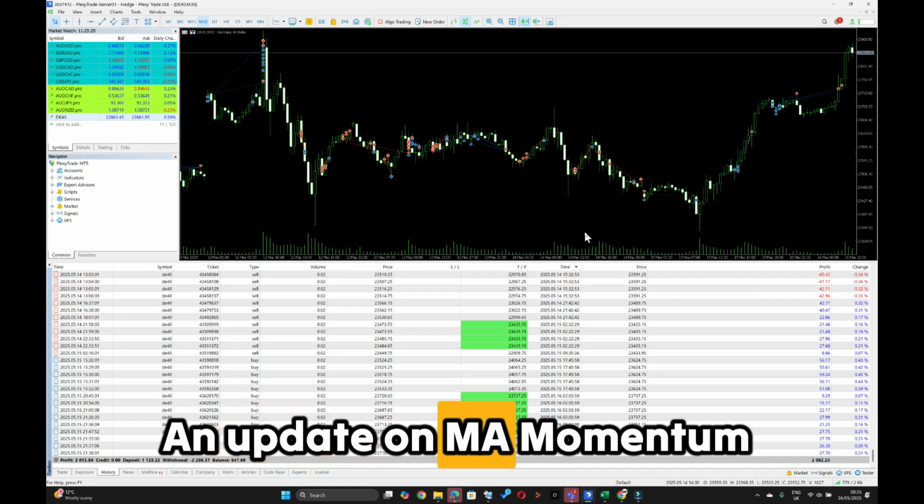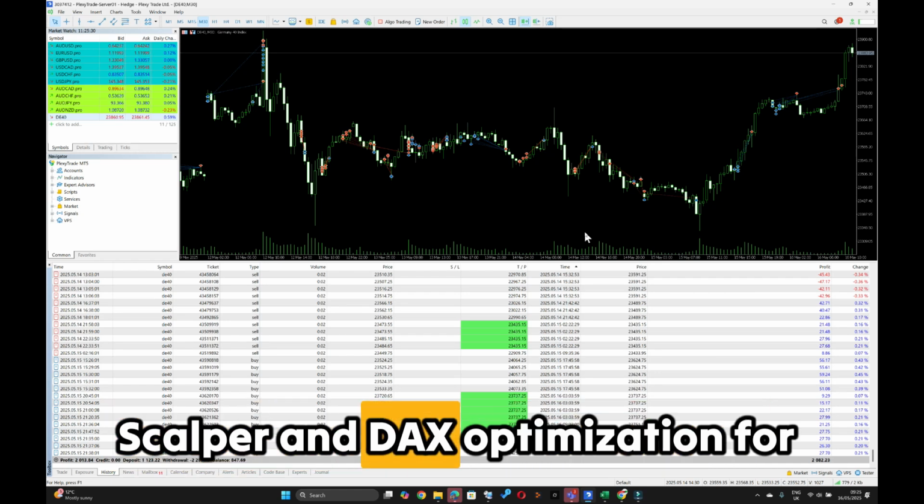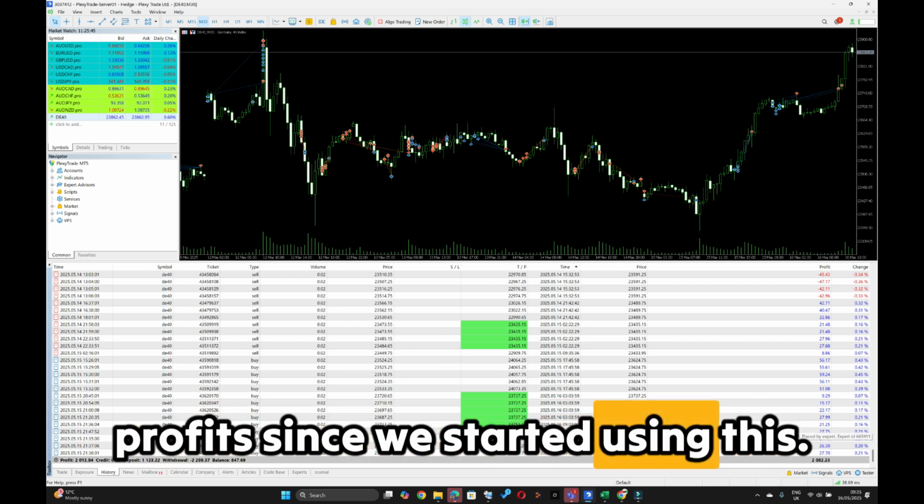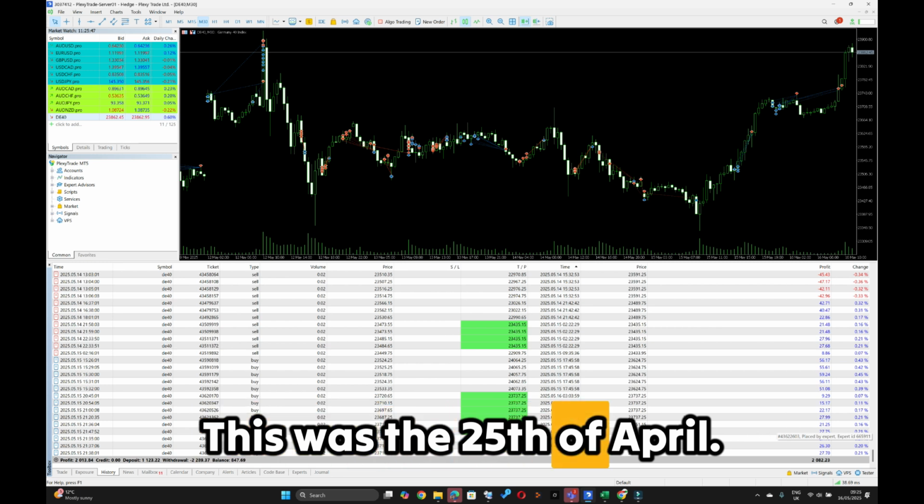An update on MA Momentum Scalper and DAX optimization for this week. In total, we are $2,082.23 up in profit since we started using this. This was the 25th of April.